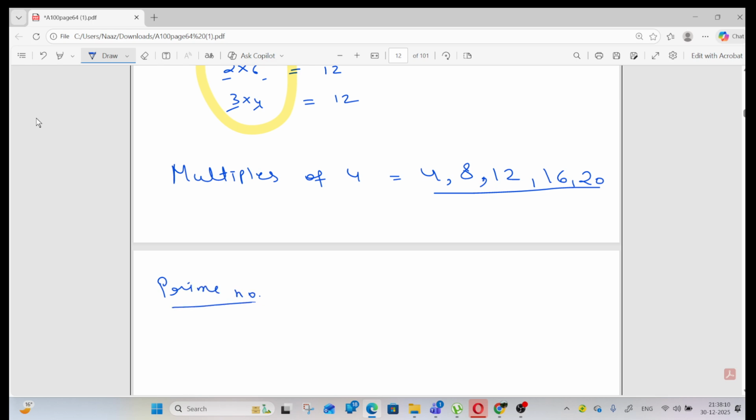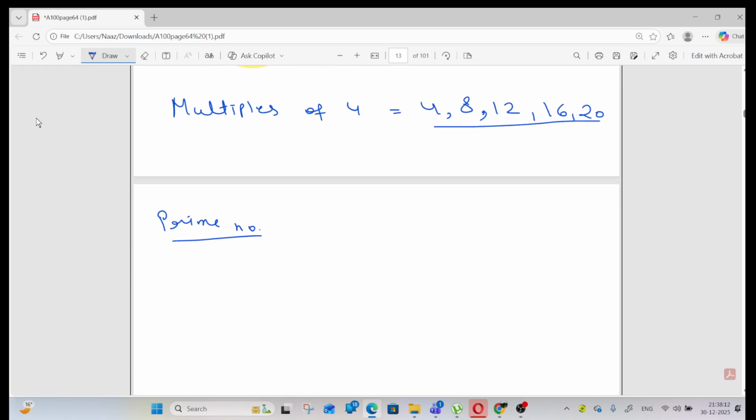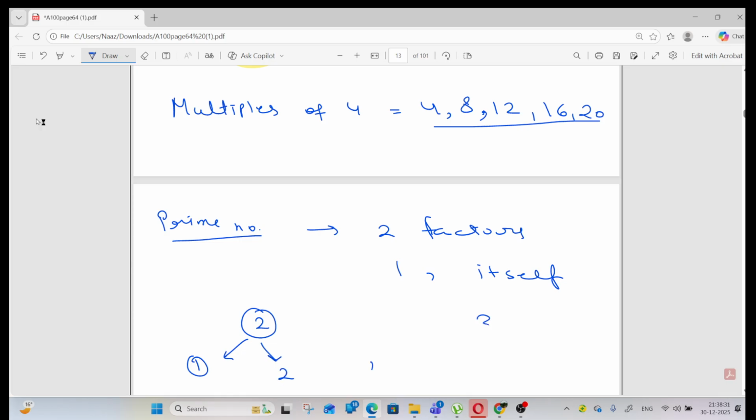A prime number is a number that has only two factors. It has only two factors, one and the number itself. For example, 2. It has only two factors. It is only divisible by 1 and by itself, which is 2. For example, 3. It is only divisible by 1 and the number itself, 3, right? Similarly, 5 and 7.